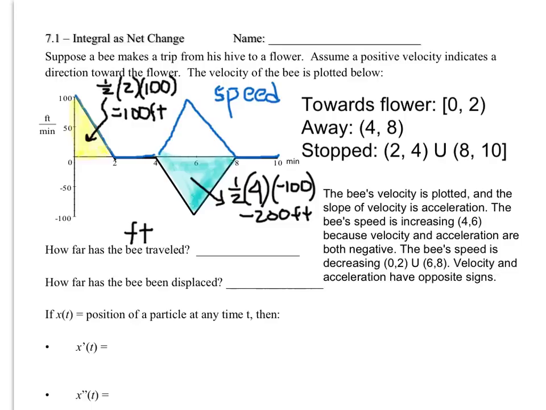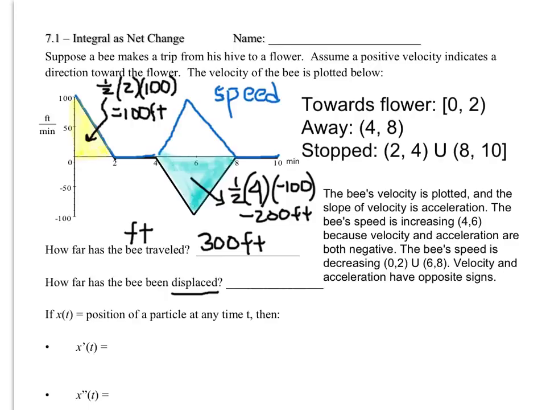Now, how far has the bee traveled? Well, if he's moving 100 feet towards the flower, and then he moves 200 feet away from the flower, he's still traveling a total of 300 feet. Okay? We're not curious about which direction he's moving. We're talking about if you're running downstairs for the 12-minute mile, even though you're going in circles, you are still traveling a distance.